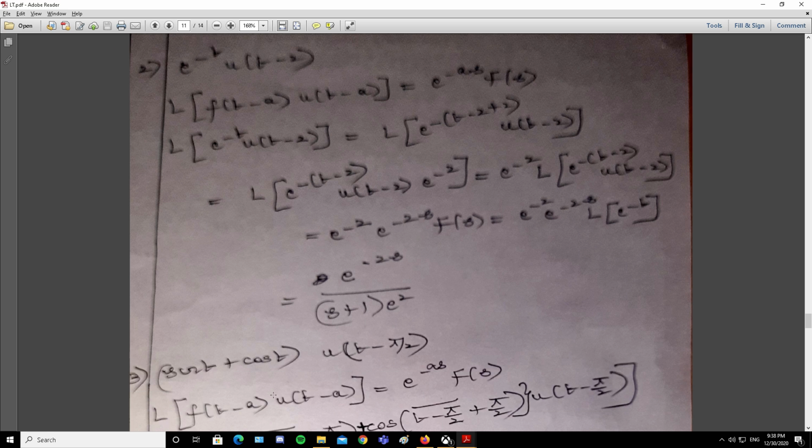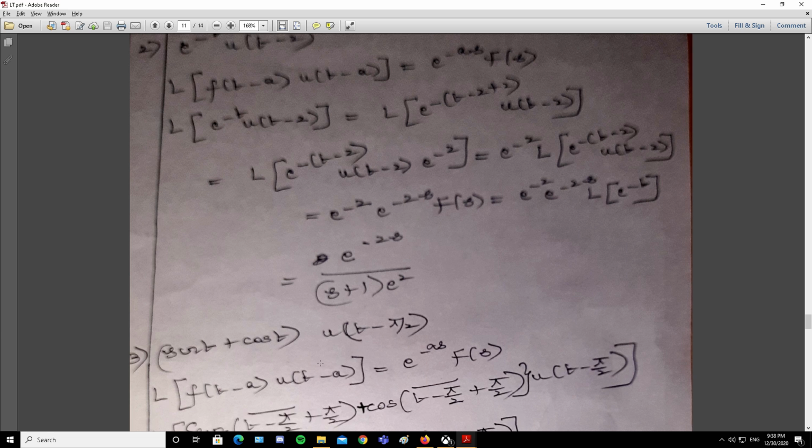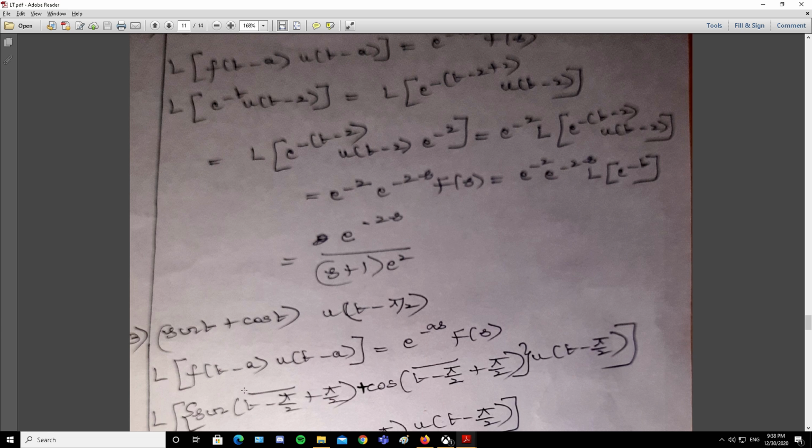Next we have a problem of the same type: sin t plus cos t into u of t minus pi by 2. So here also you have to find the Laplace of the product. First thing, write the Heaviside shift theorem. Laplace of f of t minus a u of t minus a is e power minus as into F of s. So if you observe the expression, you have sin t plus cos t, but the variable should be the same. In both the places you should have t minus a.